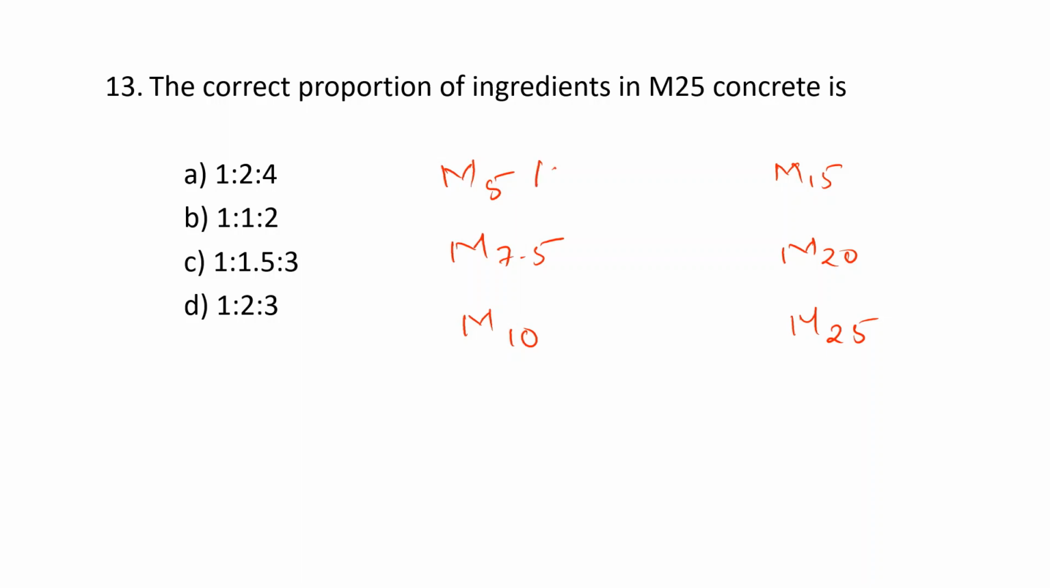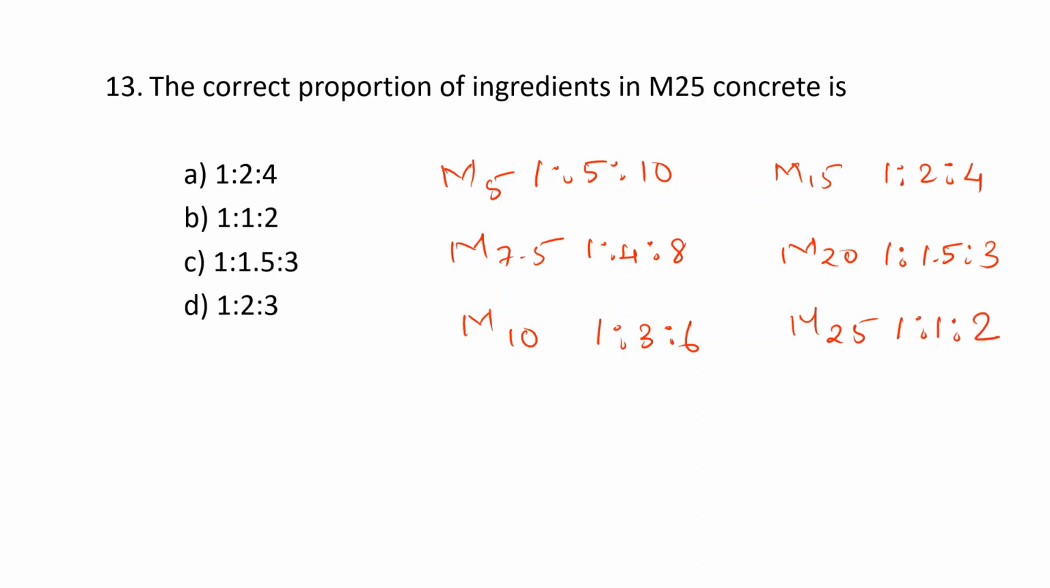In M5 we will take a ratio of 1:5:10. In M7.5 it is 1:4:8. M10 it is 1:3:6. M15 it is 1:2:4. M20 it is 1:1.5:3, and M25 it is 1:1:2. These all are very important. You have to remember all the proportions. In the question they asked about M25 concrete, that is 1:1:2. Option B is our answer.